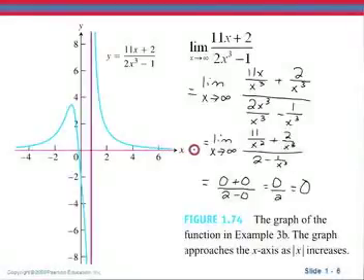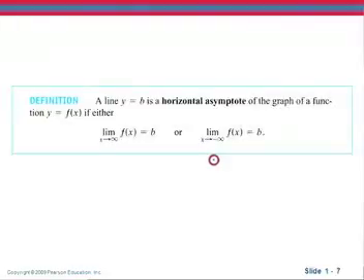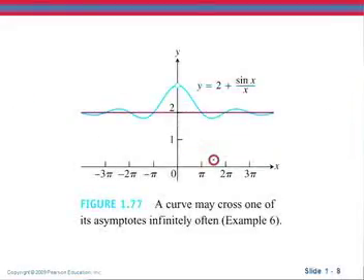Now these lines where our graph tends to almost flatten off, or get closer and closer to as we go out towards negative infinity and positive infinity, we call those horizontal asymptotes. Remember, a line y equals b is a horizontal asymptote of the graph of a function f of x if either the limit as x approaches infinity or negative infinity of f of x is b. And so that's what happened with each of the previous examples. As our x's approached infinity, our graph approached a finite number.